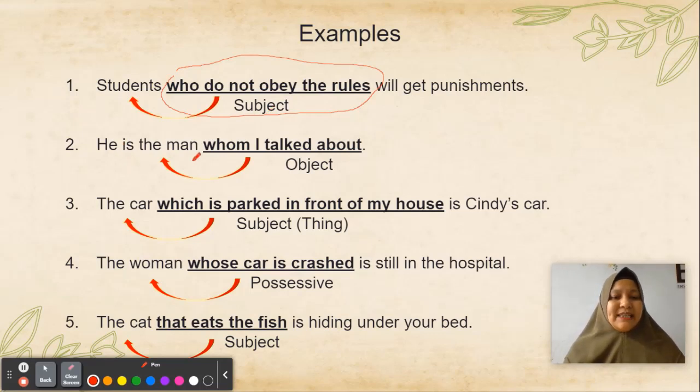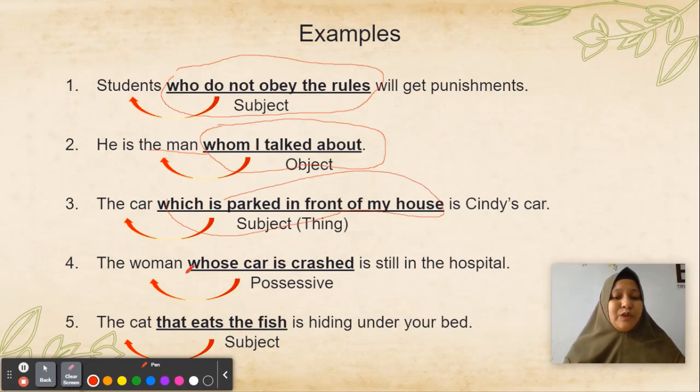Number two, he is the man whom I talk about. Okay, and the adjective clause is whom I talk about because it modifies the man, and the man is the object. Number three, the car which is parked in front of my house is Cindy's car. The adjective clause is which is parked in front of my house. It modifies the subject, the car. Okay, and the car is a thing, so we need to use which.